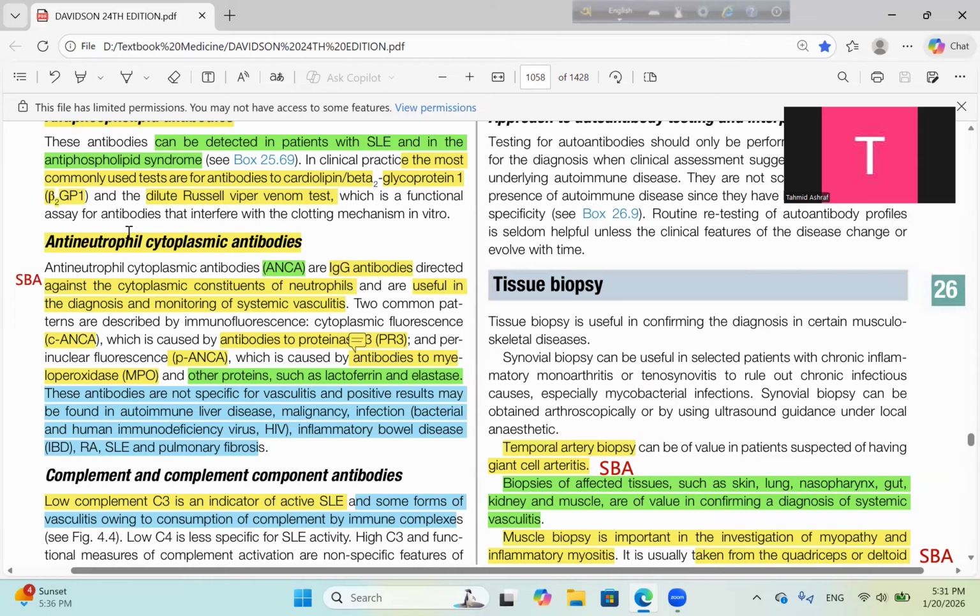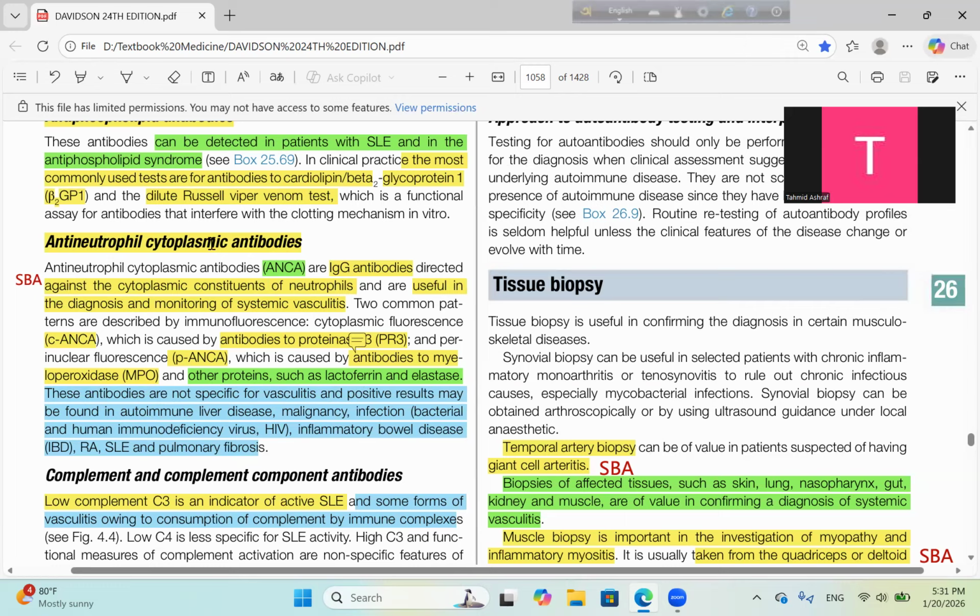ANCA antibodies are not specific for vasculitis. They are found in systemic vasculitis, but there are some other conditions where we will find these ANCA antibodies. Positive results may be found in autoimmune liver disease. So here, in autoimmune liver disease, we may also find ANCA positive.